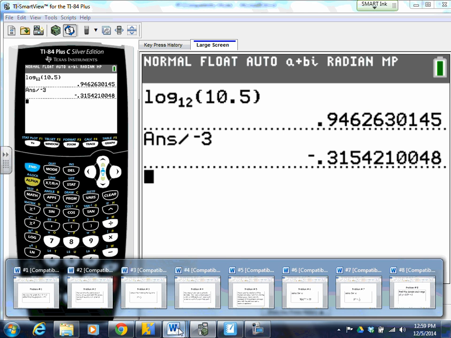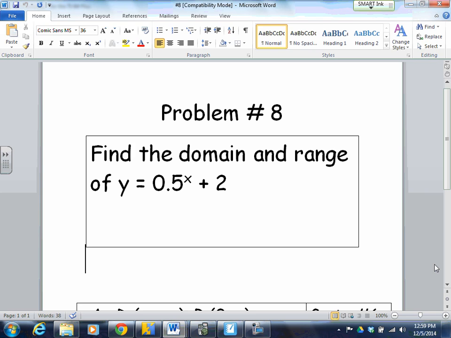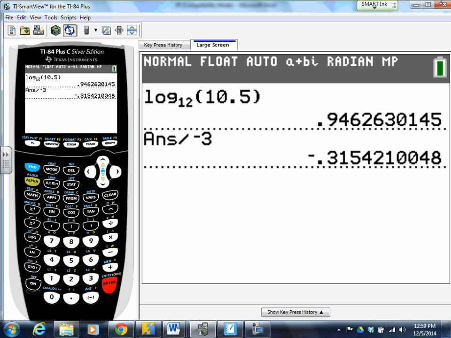Too many windows open here. I'm all over the place. I want to close that one. Let's go to problem 7.